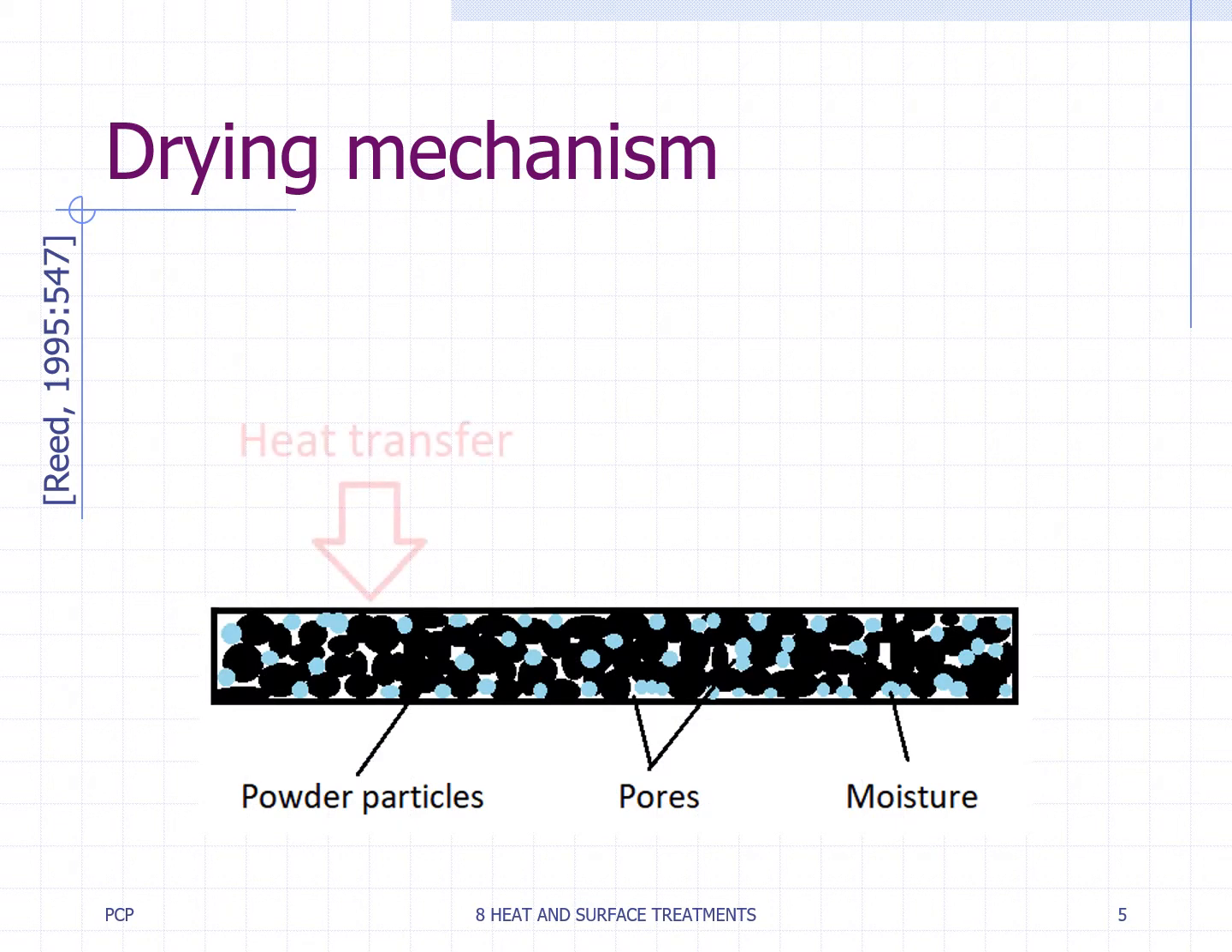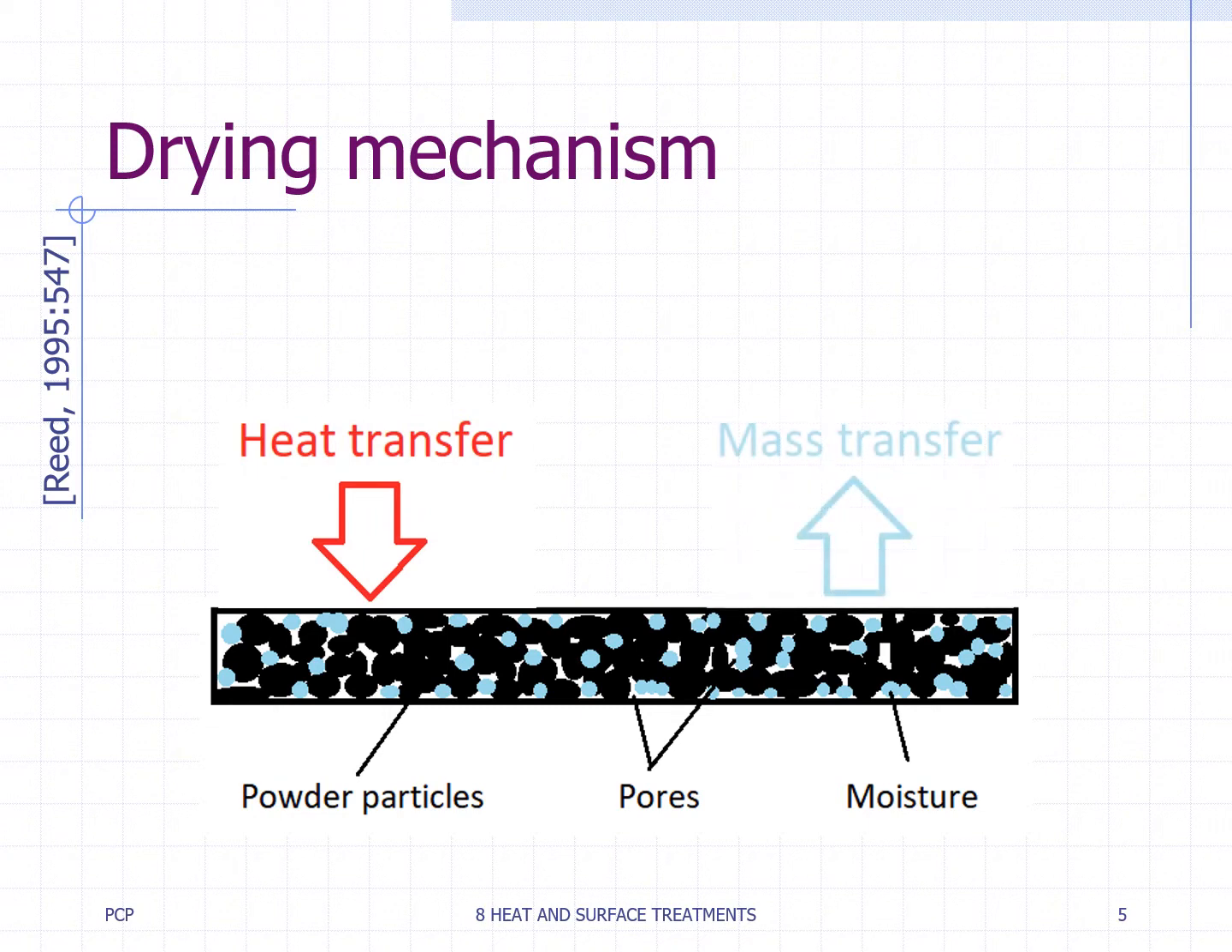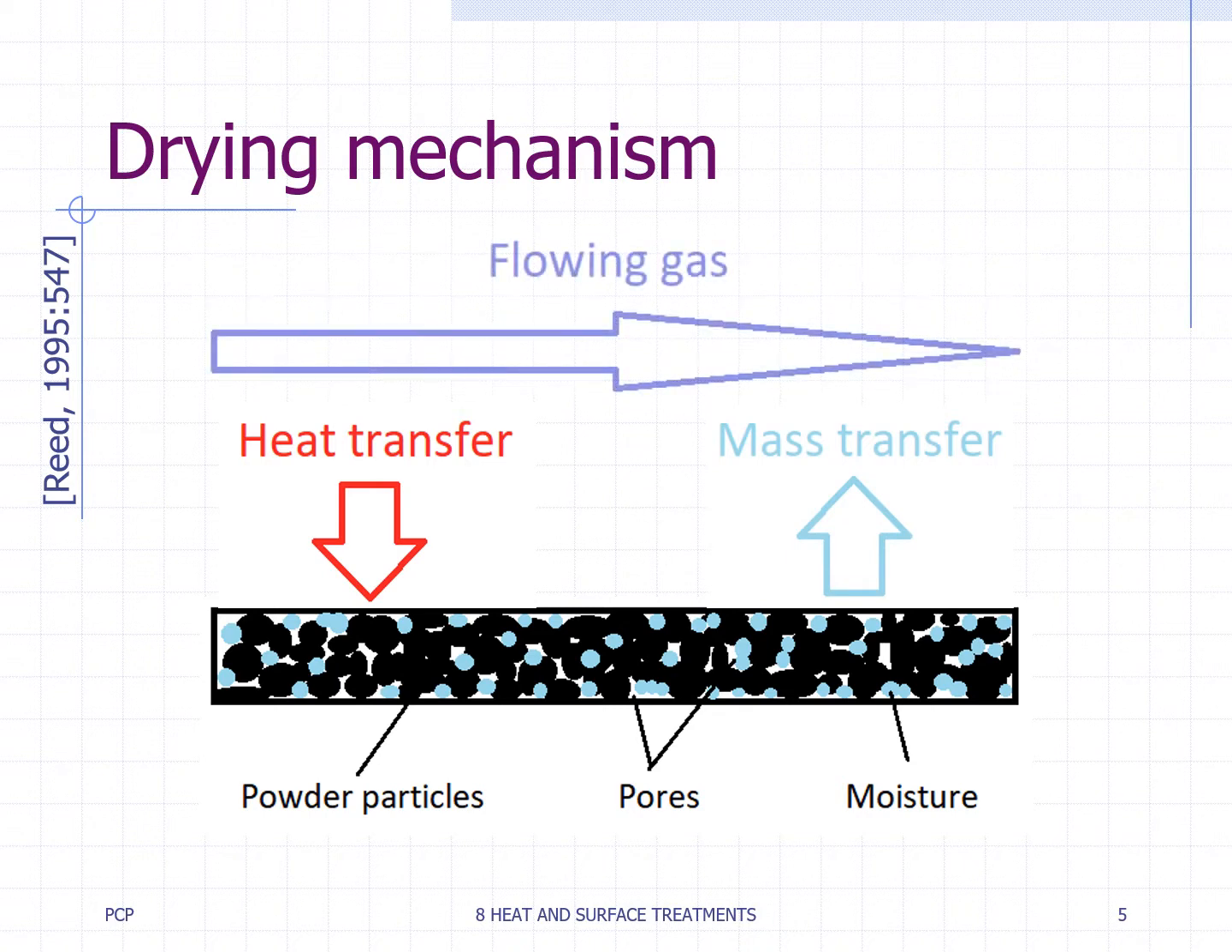In a drying system, heat energy must be brought to the surface of the product. Liquid is transported through pores to the meniscus, where evaporation occurs, and vapors must be carried away.